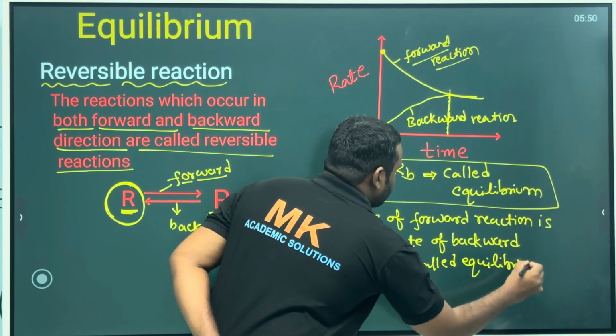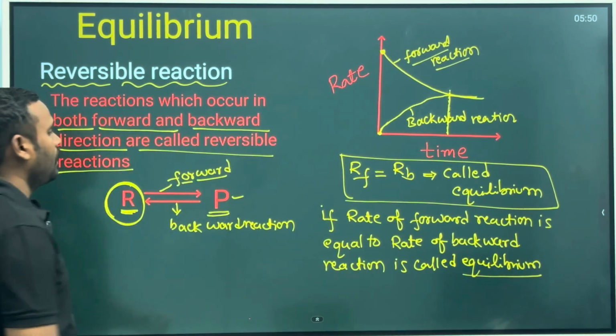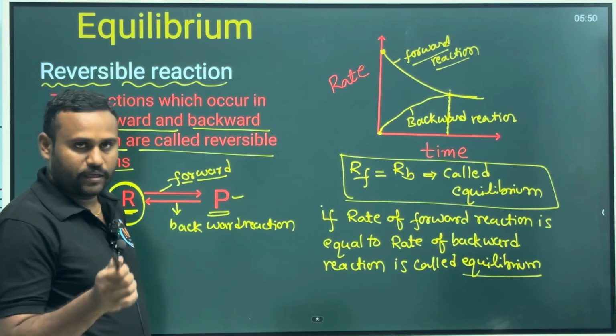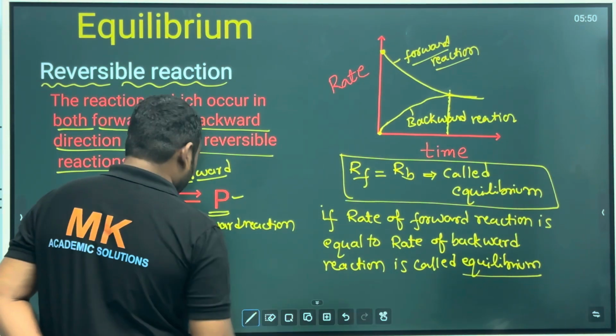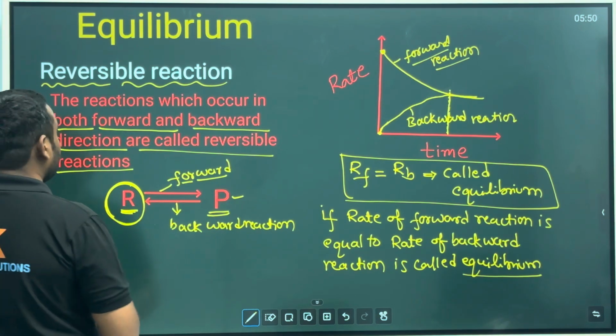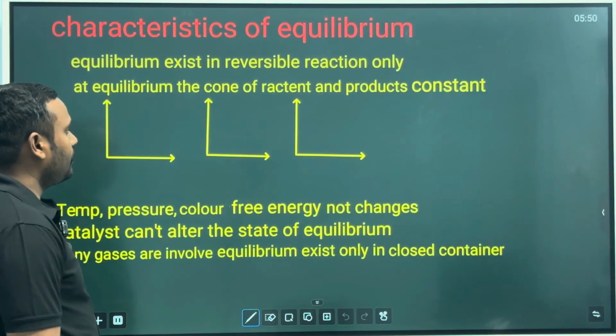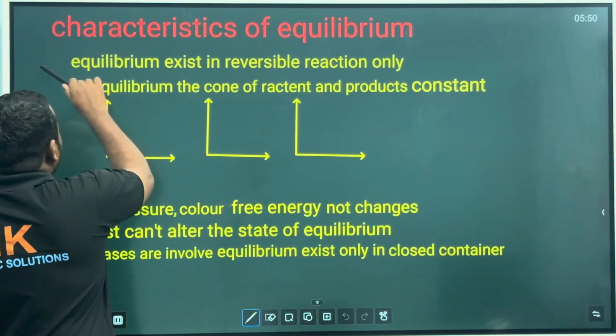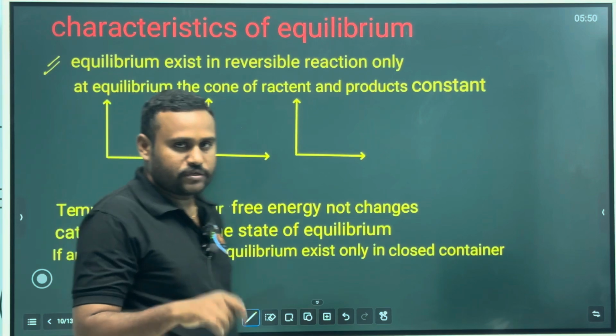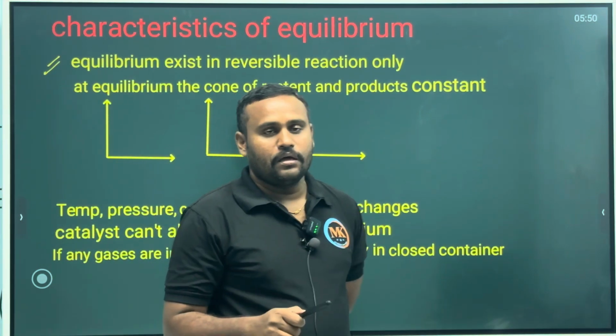Okay, so now we understood what equilibrium is and where equilibrium can exist. Now let us see the characteristics of equilibrium. What are the characteristics of equilibrium? See here, equilibrium can exist where? Only in reversible reactions.